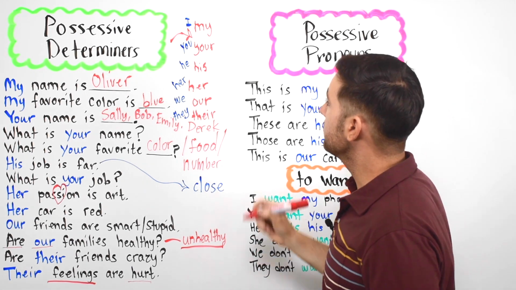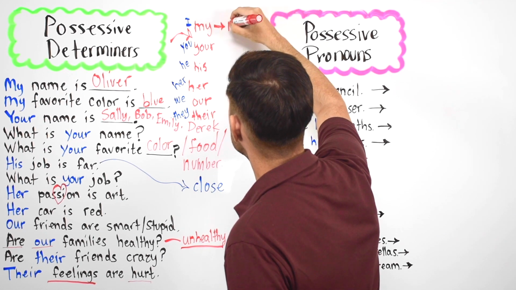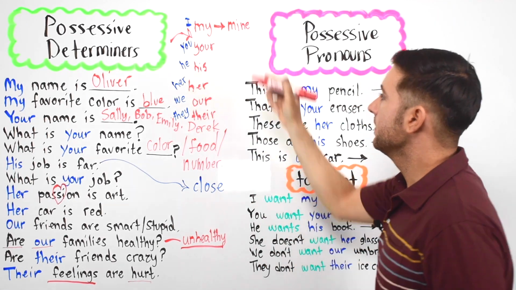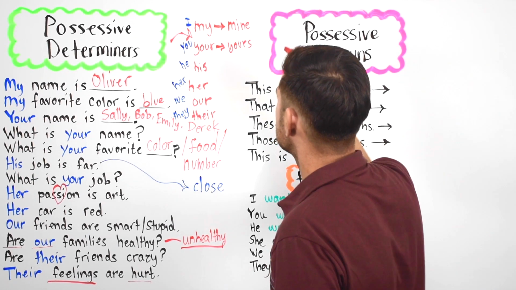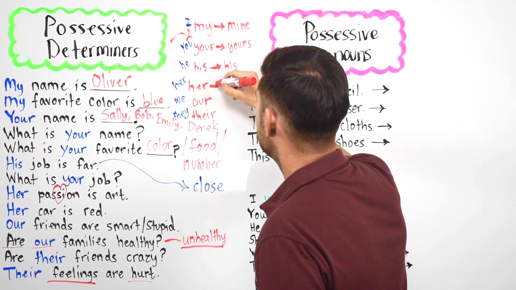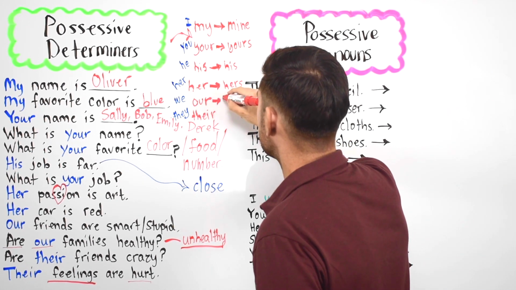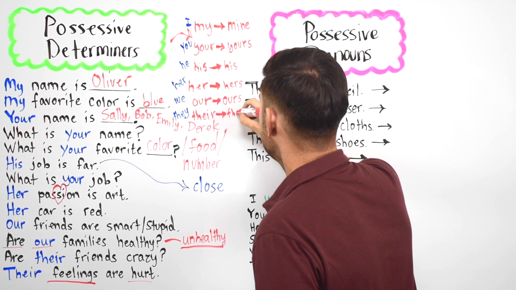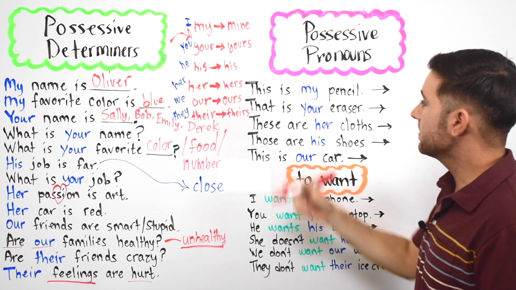So, the possessive pronouns are, we'll put them next to each other. The first one is mine, M-I-N-E, mine. The next one is yours, Y-O-U-R-S, yours. The next one is his, H-I-S. The next one is hers, H-E-R-S. The next one is ours, O-U-R-S. And finally we have theirs, T-H-E-I-R-S, theirs. Okay, so let's look at some examples right here.